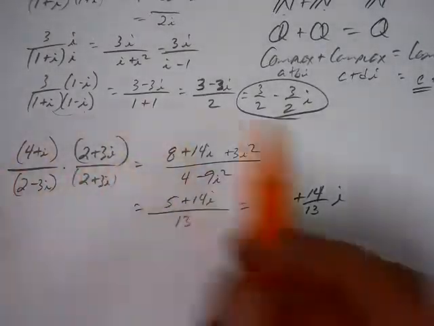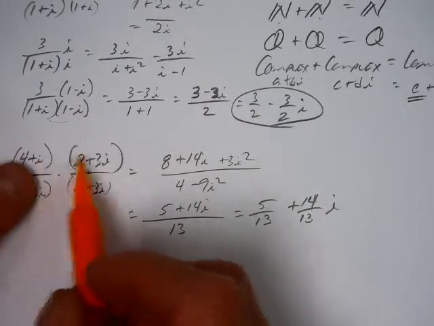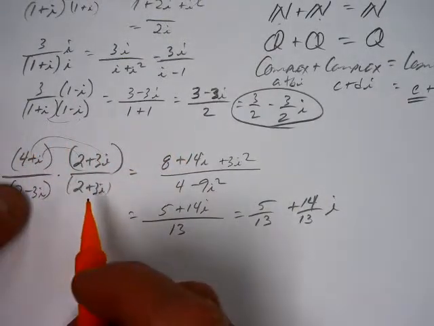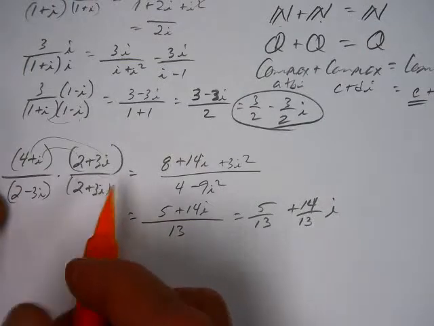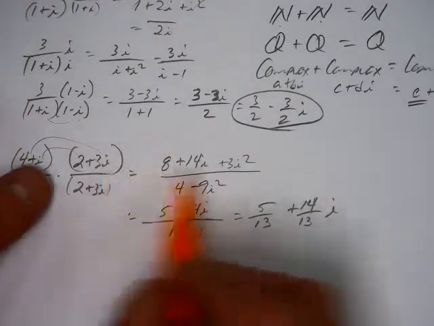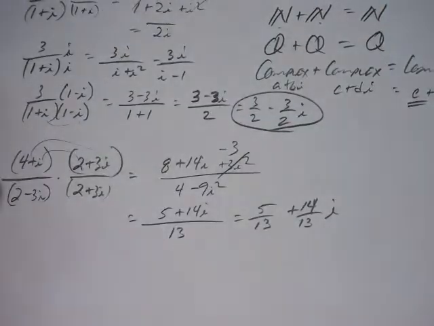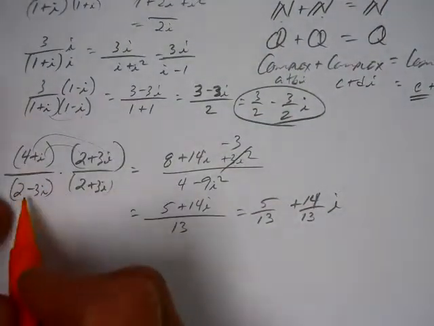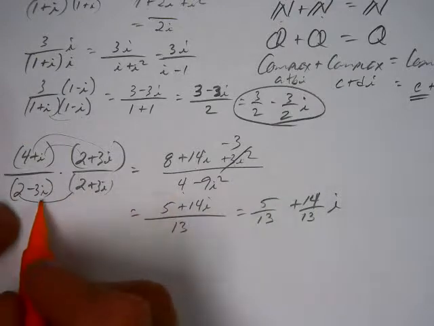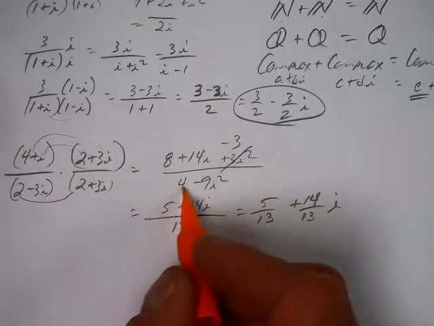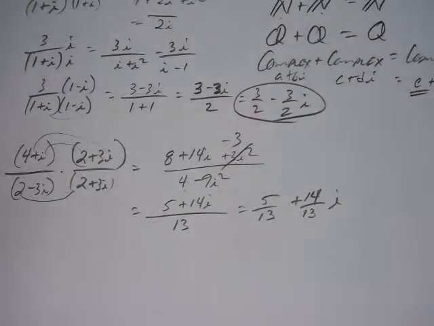Okay. So before we go on, let's get this figured out. 4 times 2 gives me 8. I have a 2i and a 3i. I'm going to start condensing this into a little bit fewer moves now. 14i, and I have a plus 3i squared, which turns into a negative 3. So on the bottom, I get a 4, and then my i terms cancel out. I get 4 plus 9 gives me 13, and I rewrite that.